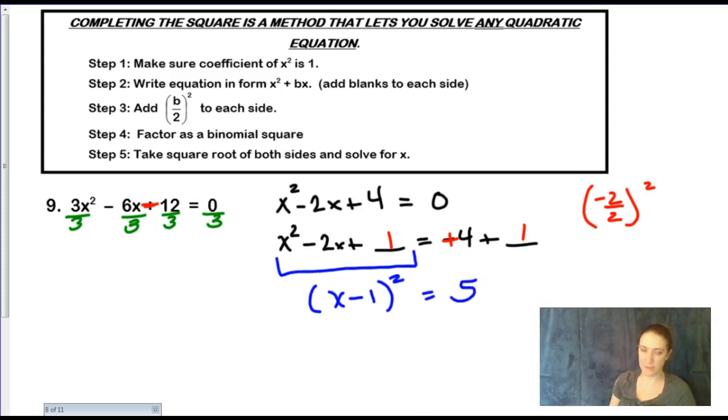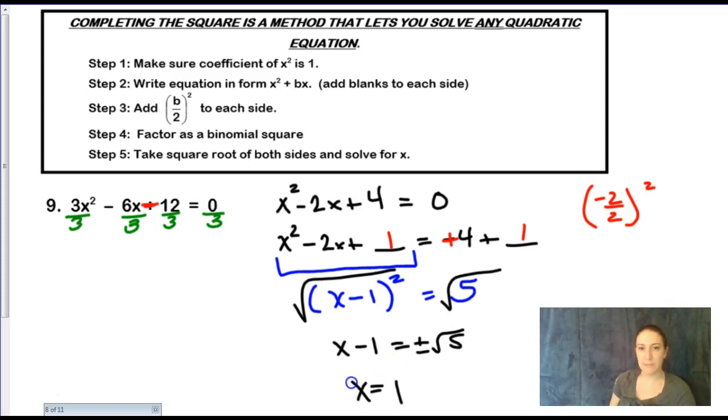And this is super good news because when I go to square root, I'm not going to be able to reduce, which means I am nearly done. X minus 1 equals plus and minus square root of 5. And then adding that 1 over, my solutions are x plus square root of 5 and x minus square root of 5, or 1 plus square root of 5, 1 minus square root of 5, which I just write in the shortcut 1 plus and minus square root of 5.